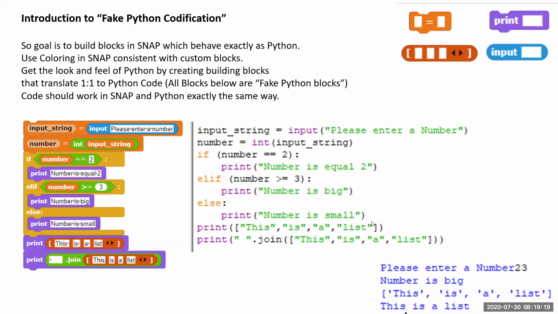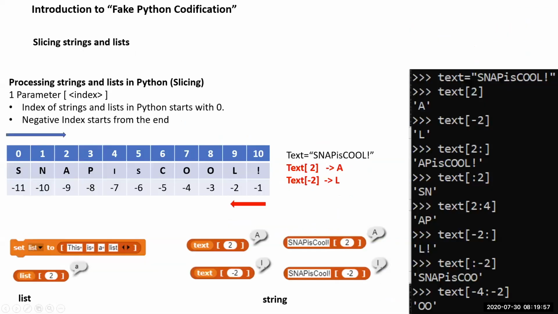after creating the code. So you can see here on the bottom right, please enter number. Number is here 23, number is big. And then you can also see here print, this is a list. This is then the output in Python, this is the list. And if you use this join, which creates a string out of a list, then you can see here that is then the output. This is a list. So this now feels exactly like Python. So any questions so far on this?